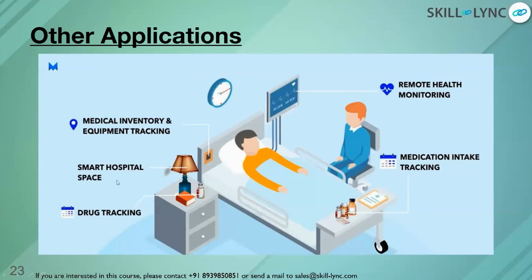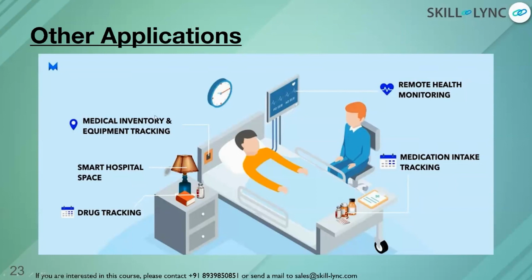Next, smart hospital space. As I told you, when booking an inpatient room, one may require a deluxe room, one may require an AC room, one may require a general ward, any ward, right? So instead of a person sitting and waiting for hours and hours in a multi-speciality hospital, they can easily use an app or an IoT system where they can book their rooms, if a doctor is asking the patient to be an inpatient or they need some kind of care from the hospital.